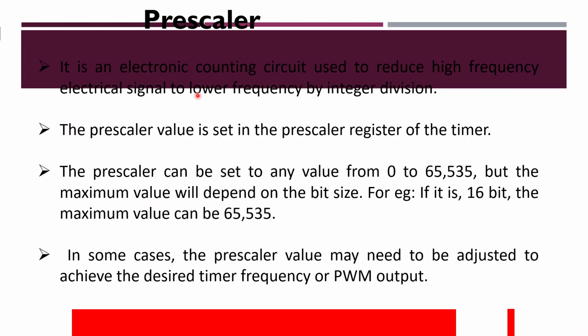So the prescaler can be set to any value from 0 to 65,535, but the maximum value will depend upon the bit size. What are the bits we are giving, that will depend on that. So for example, if the bit we have given is 16 bit, then the maximum value can be how much? 65,535. Okay, it depends upon the bit value, the maximum value changes actually. So in some cases, the prescaler may need to be adjusted to achieve the desired timer frequency of the PWM output. So based on the pulse width modulation output, we have to change the prescaler.